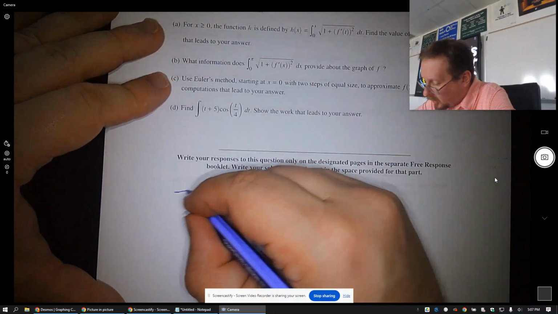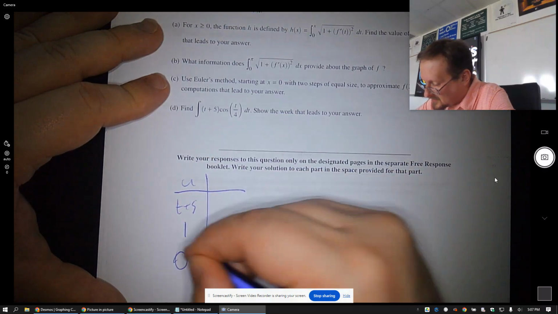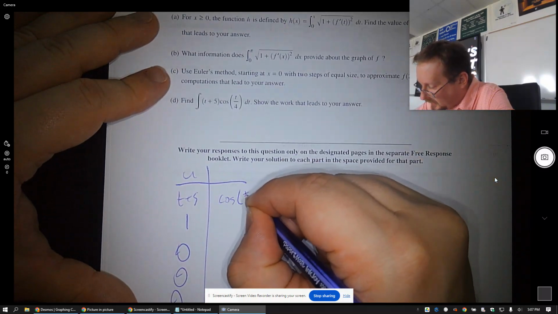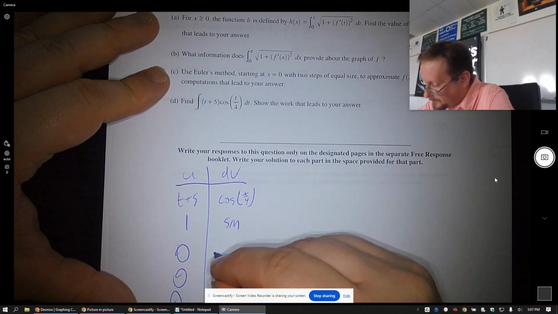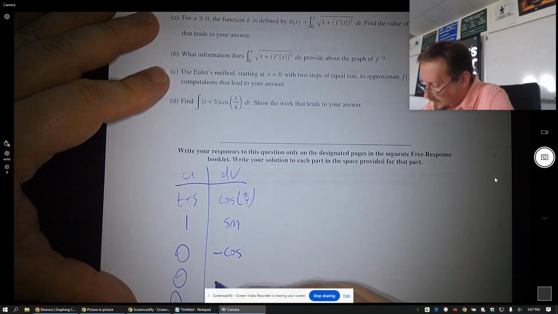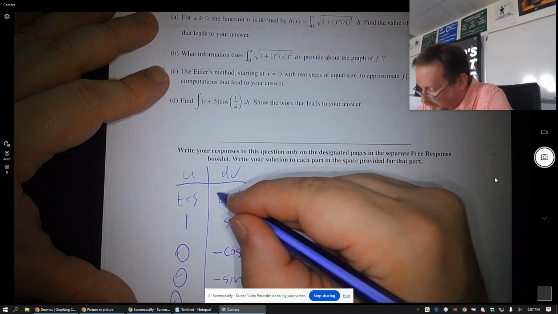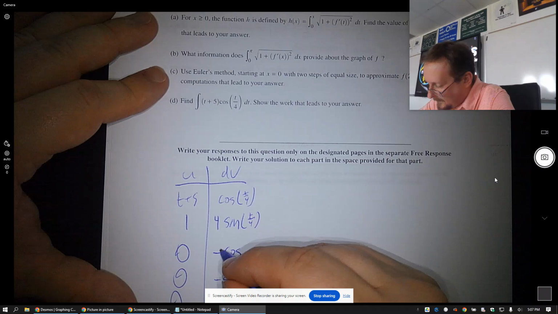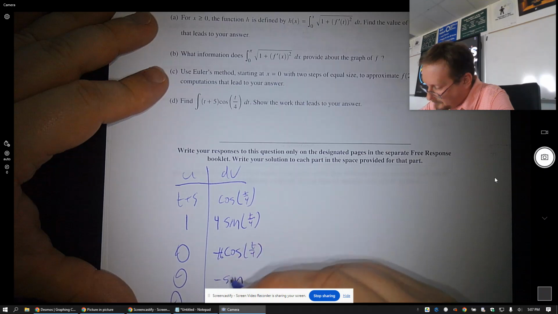Okay, so let's see. t plus 5, 1, 0, 0, 0, 0. And then cosine of t over 4 integrates to sine, negative cosine, negative sine. If I take the derivative, it brings out a 1/4. So taking the antiderivative brings out a 4. And then it's going to bring out another 4.